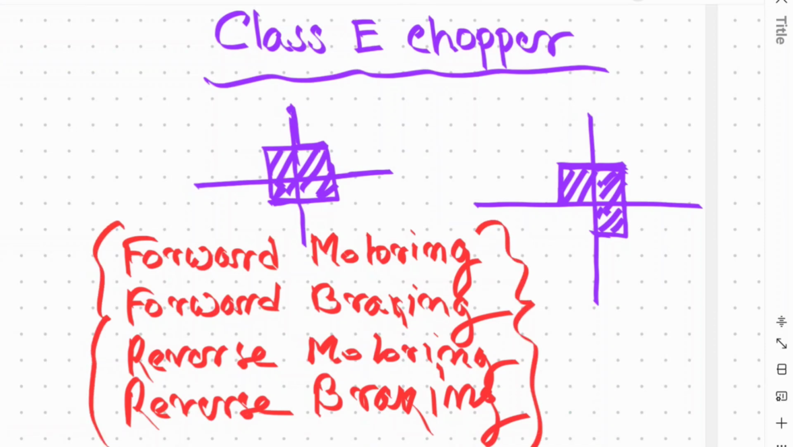So it requires four choppers arranged in an H-bridge structure to do all these operations. Applications include electric traction, robotics, and advanced EV motor drives, etc.